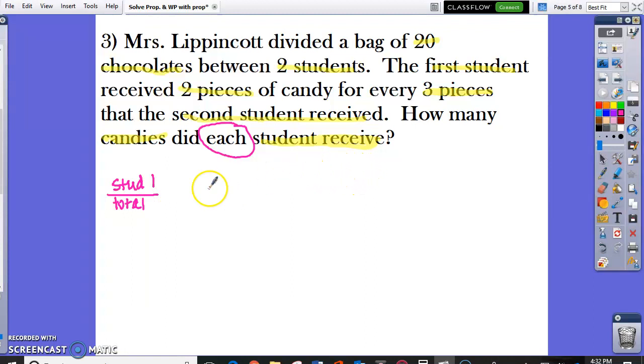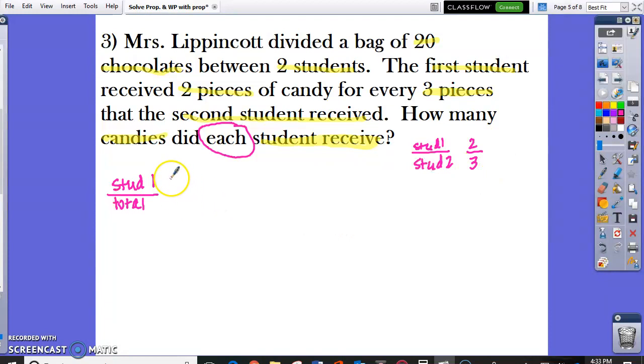Okay, so we can't just use the ratio of 2 to 3 because it was student 1 over student 2, and that was 2 pieces for every 3. We can't use this ratio to determine how many candies each one received because they're 2 separate things.